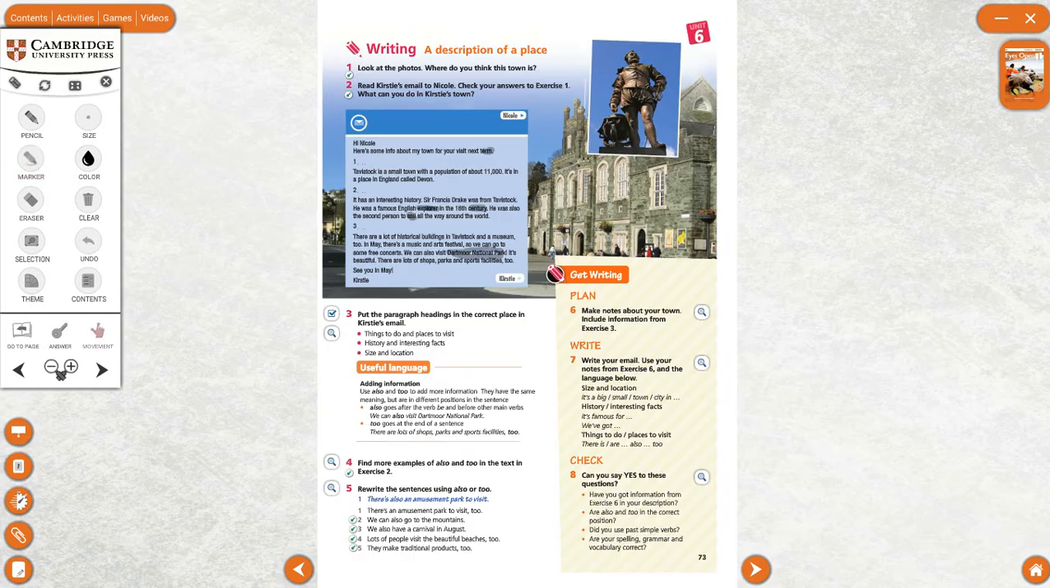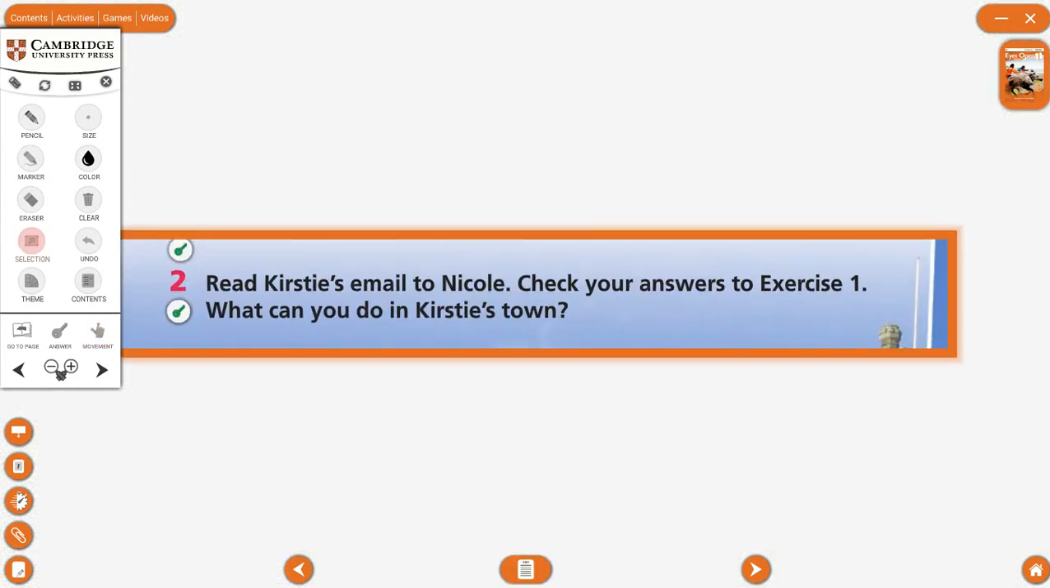Now look at exercise 2 again and answer the question. What can you do in Christie's town? For example, you can go to museums or a concert, and what else can you do? You can visit Dartmoor National Park. There are shops, parks, and sports facilities here.